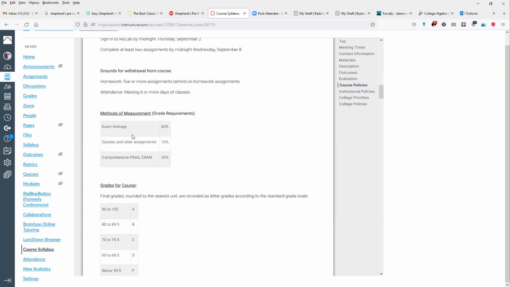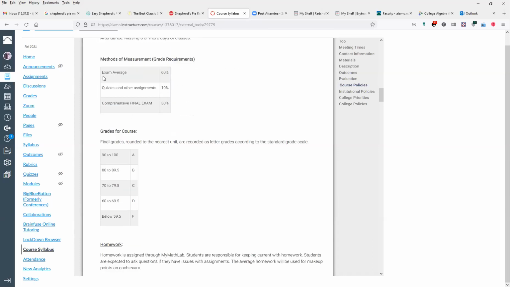Now for the grade for this class, you have 3 in-class exams, and the average of those is worth 60%. Then the quizzes and other assignments. And quizzes can be announced or unannounced. And if you're here for the quiz and it's an unannounced quiz, well, you were absent. That's on you. And then a comprehensive final. That means everything from today till the last day of class.